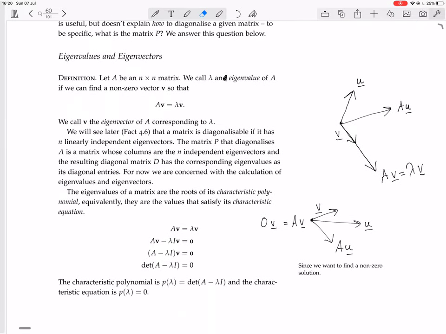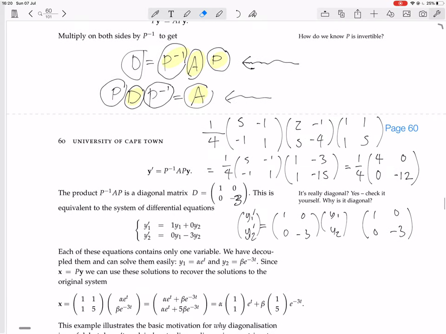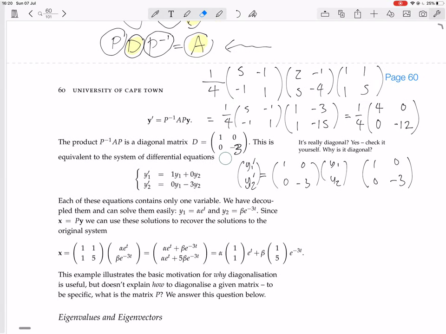Okay? And the resulting diagonal matrix D has the corresponding eigenvalues as its diagonal entries. So in this example we did, in D we had 1 and minus 3, those are the eigenvalues. And look, they go here. Here's the 1 in front of the t, here's the minus 3 in front of the t there. These eigenvalues are with their eigenvectors.